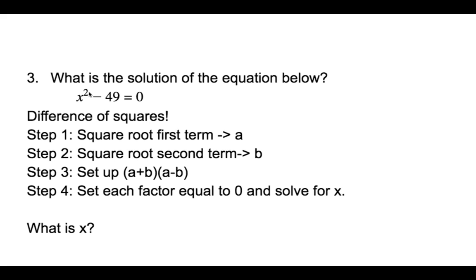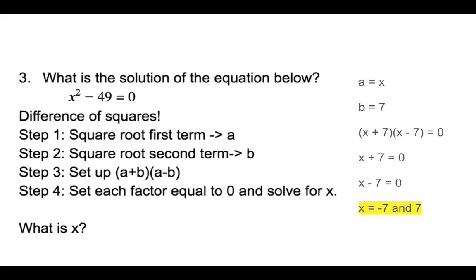So the square root of the first one plus the square root of the second one multiplied by the square root of the first one minus the square root of the second one. After you have those, you're just going to set it equal to 0 and solve. So again, with these steps, I'm going to give you guys another chance to try it out on your own. And I want you to go ahead and tell me what is x.